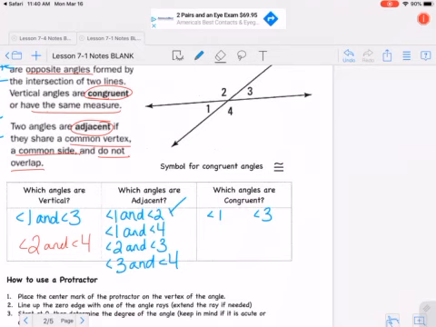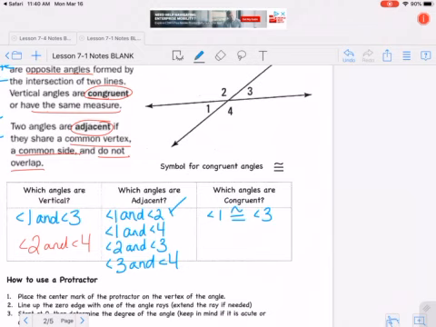And actually, instead of writing the word "and," we're going to write our congruent symbol just to get some practice. Just so you know how to write it, we have a squiggly, a sideways S, and then an equal sign underneath. That means congruent. So angle 1 is congruent to angle 3, and angle 2 is congruent to angle 4, because remember, opposite angles are congruent.